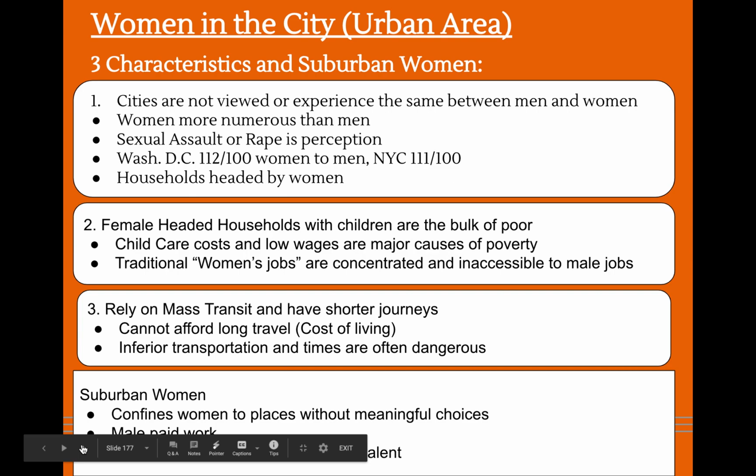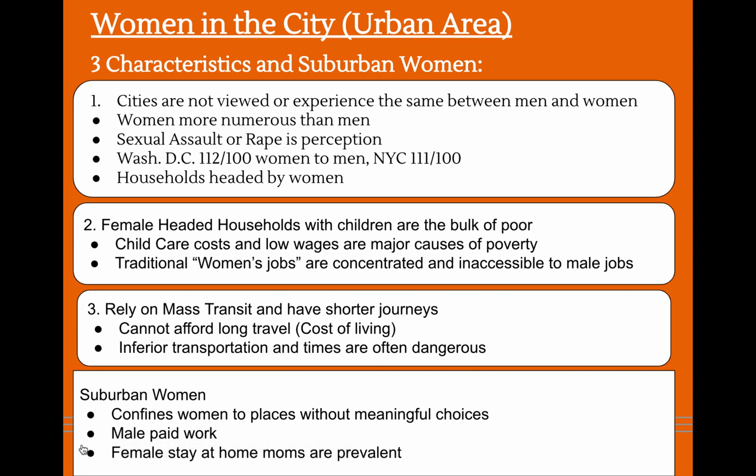All right, looking at women and their social perspective within urban areas, they're defined by three characteristics. One, cities are not viewed or experienced the same by men and women. There is a higher propensity of sexual harassment and assault. We can see that in major cities like Washington, D.C. and New York City, the women outnumber the men. And many households are led by women, so women have this dichotomy of a life where they take care of their children and they also work a full-time job.